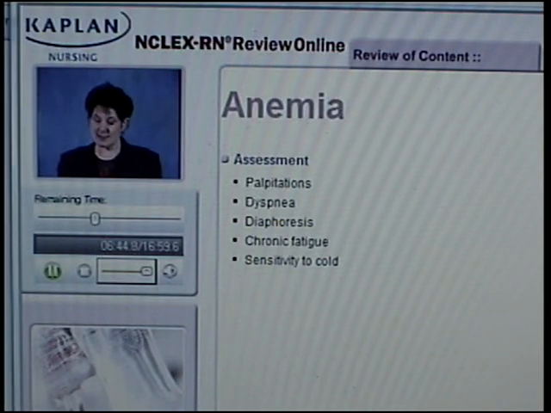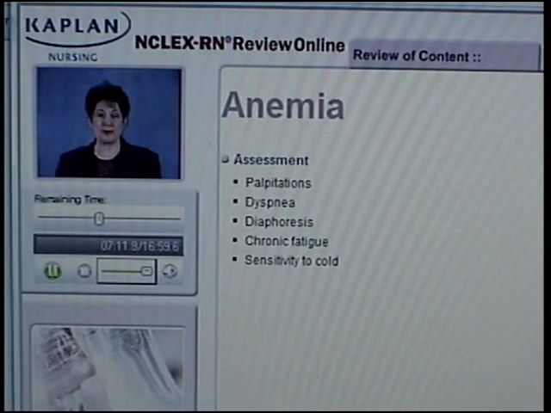And you remember that anemia is a decrease in the number of erythrocytes or reduction in the hemoglobin amount. And when you talk about anemia, it can be mild, and that's where you'll get the milder symptoms, the palpitations and the dyspnea. It can be moderate. Here, the patient has the chronic fatigue, or it can be severe. And those patients are more likely to complain of sensitivity to cold.